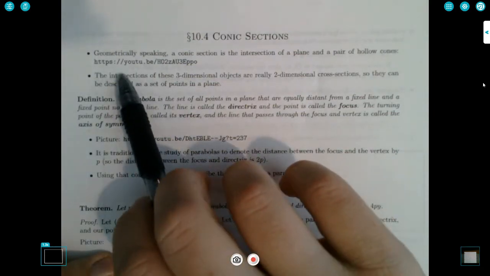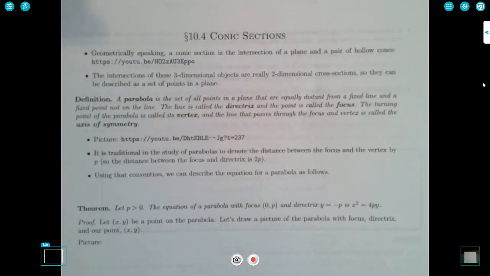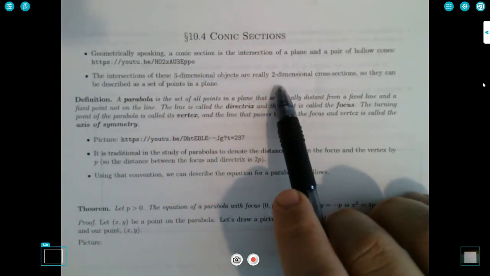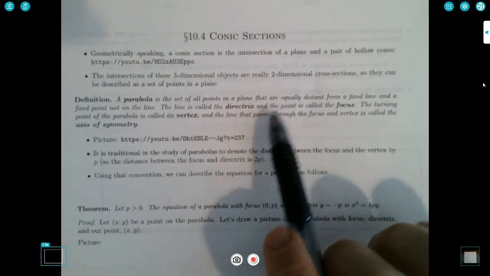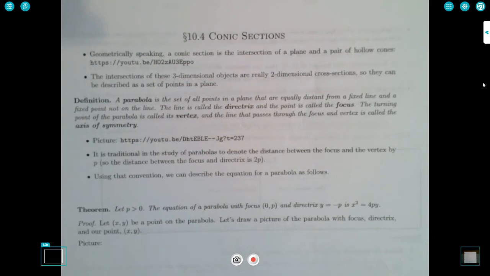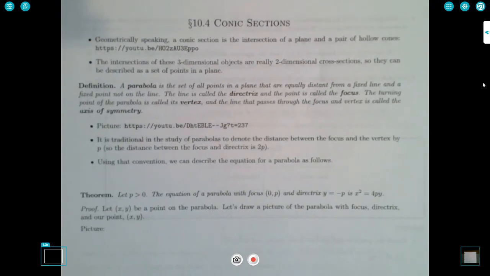And again, you can watch this animation to convince yourself. But what we're going to do is give the two-dimensional cross-sectional description of these things as points in a plane. So here's how this works with a parabola. And again, I'm assuming that you've probably seen this already.